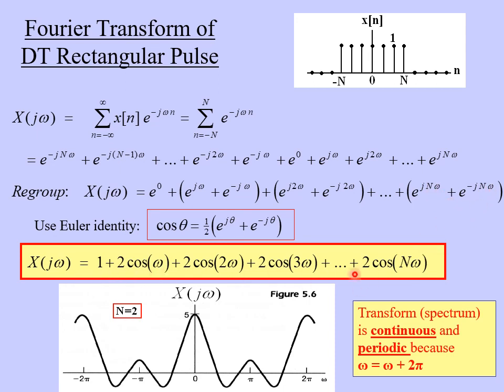Of course, the number of terms here will depend on how big N is, how wide this pulse is. This is plotted, this is from your textbook, this example came out of your textbook. This is a plot when N is equal to 2. All right, so there are only 5 total terms here, and if you plot it, it would look something like this.